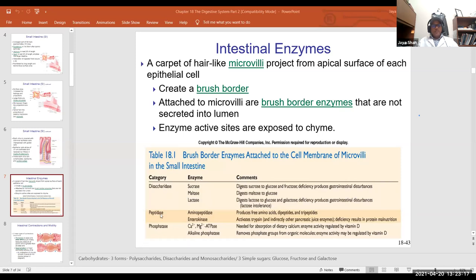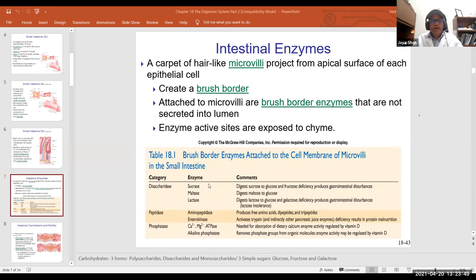Those enzymes are in three major categories. Disaccharidase means they digest disaccharides, meaning double molecules, joint molecules of sugar. They also have protein digesting enzymes, called peptidase, and phosphate releasing enzymes, which we call phosphatase. So disaccharidases are sucrase, maltase, lactase. Sucrase digests sucrose to glucose and fructose.